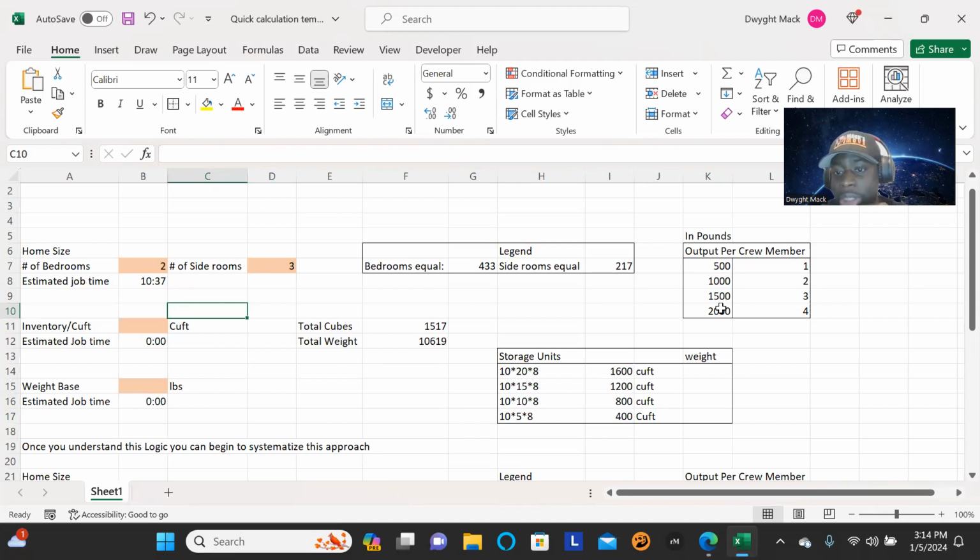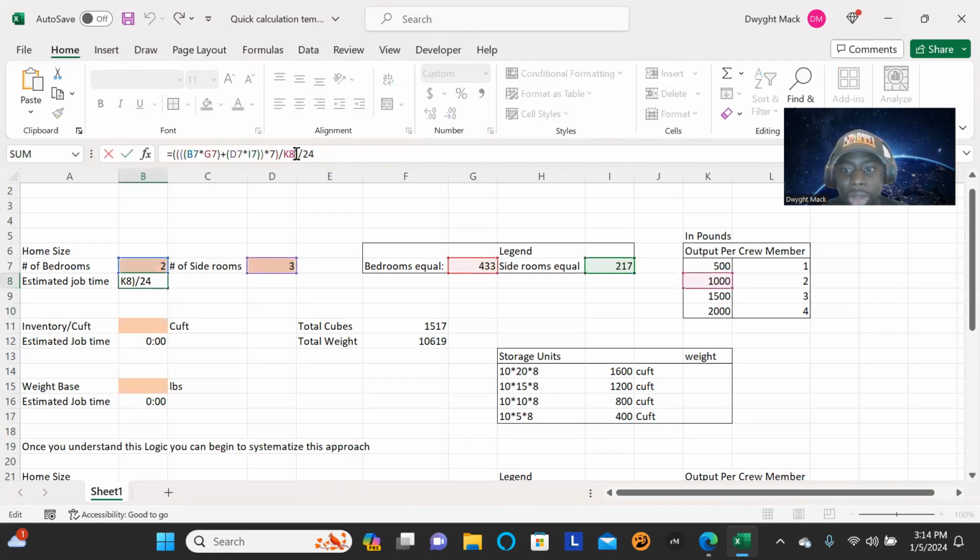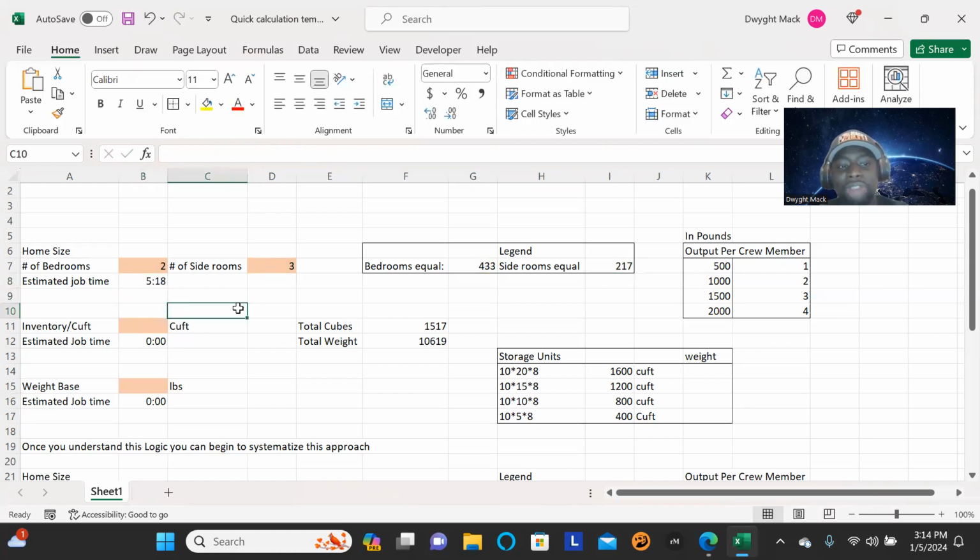Now, we have the outputs. We know how much the output is going to be. So this is what we expect the time to take, 10 hours and 37 minutes. And look how quick that was to figure out. Now, ideally, we're probably going to go with our 4-man. So I'm just going to put in the 4-man real quick. That's going to be about 5 hours and 18 minutes. That's reasonable. You probably could get away with 3 guys.